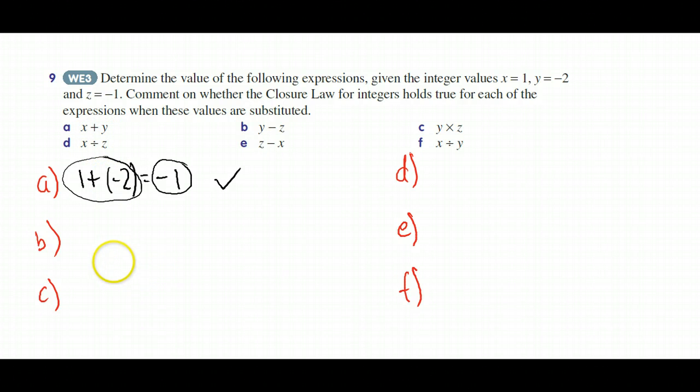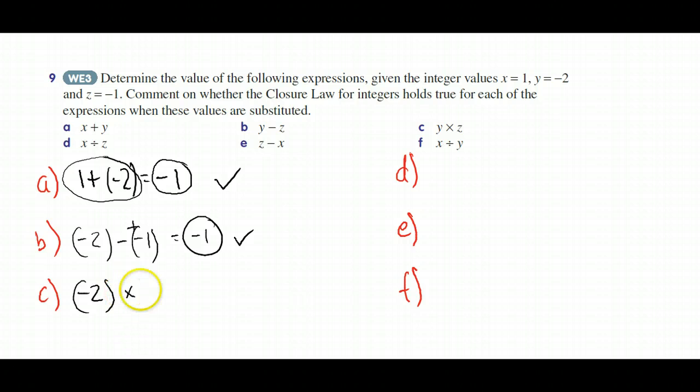For the next one, we've got y minus z. Y is negative 2 and z is negative 1. That becomes a plus, so we've got minus 2 plus 1, which equals minus 1, and that's an integer, same as the ones at the start were, so closure law holds again. In C we've got y times z. Y is negative 2 and z is negative 1, so negative 1 times negative 2 equals 2, and that's an integer, so it holds again. In D we've got x divided by z, where x is 1 and z is negative 1.